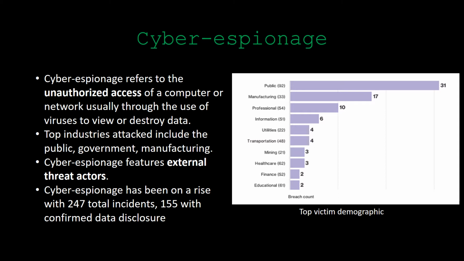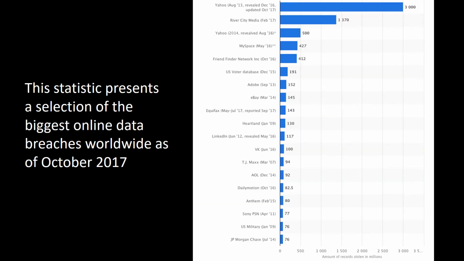Cyber espionage has been on the rise with 247 total incidents and 155 with confirmed data disclosure. So as you can see on the right, there's actually a trend of increase in such data breach incidents from 2014 involving JP Morgan Chase, all the way up to 2016 where Yahoo had a huge data breach as well. And from the data, as you can see here, it's updated in October 17.